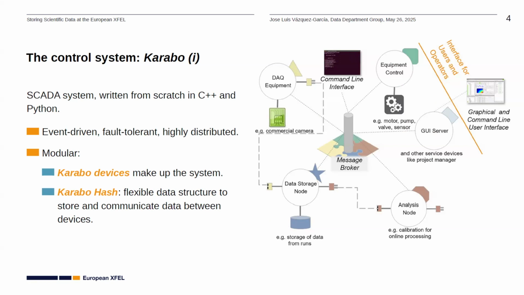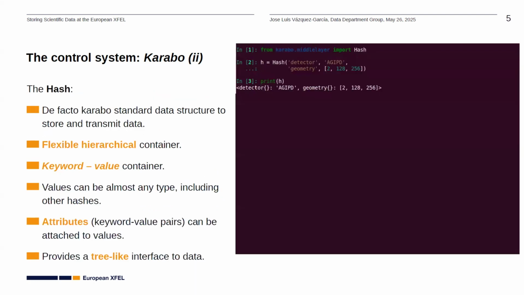And all the devices talk to each other. And there is a message broker here that is in charge of distributing messages across the system. And a key part of this is the Karabo hash. The Karabo hash is the structure that Karabo uses to store data and also to transfer data from one device to another. This is just an explanation of what Karabo is because it will become handy later on in the presentation.